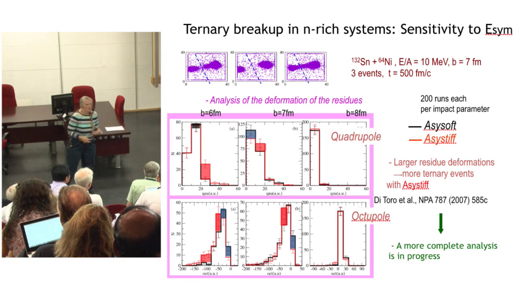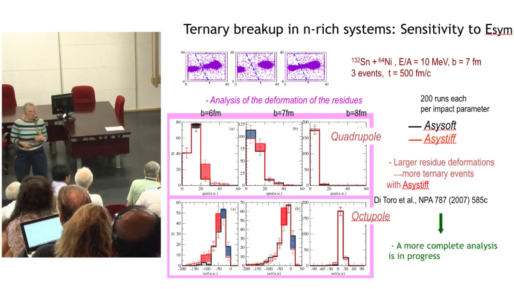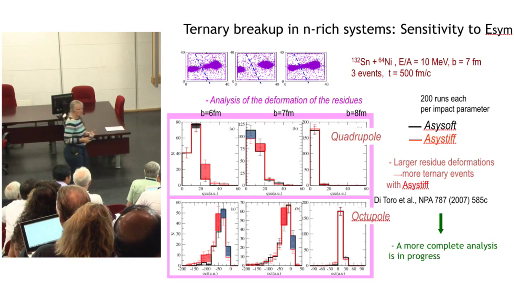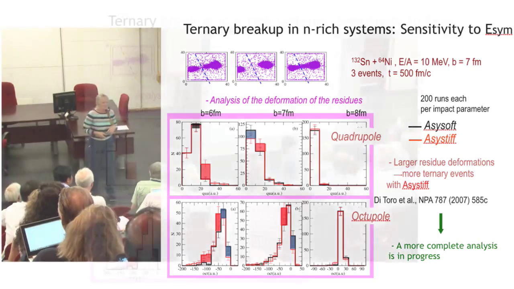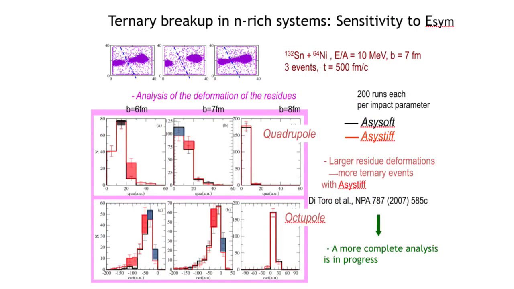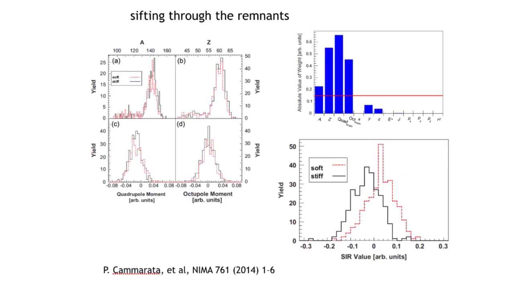And although that looks really nice, if you actually go and try to measure that, by the time you get through your experimental filters, it gets a lot harder to measure. So one thing that was done with the SMF was this idea of using R-matrix theory to do a more sophisticated analysis, where you are looking at the quadrupole moment and the octupole moment, where again you see this small difference between the ASI-soft and the ASI-stiff. You see a small difference when you look at A and Z.